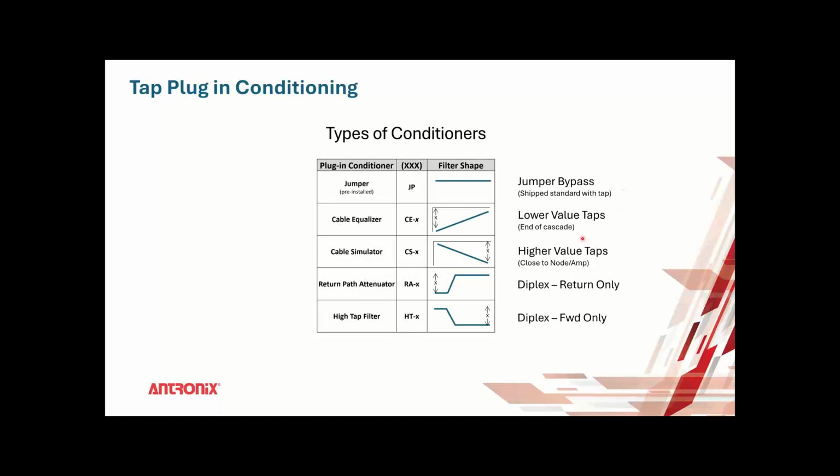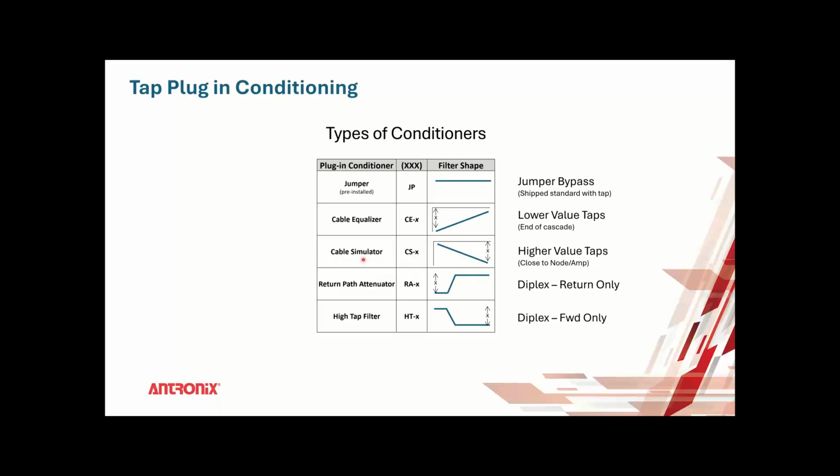You have what we call a cable equalizer, which has an upward slope. These cable equalizers, we'll go into a little bit of detail in a few slides on when and how we use these. They have a certain dB value of equalization, and that would be your loss at low frequency. So if it's a 10 dB cable equalizer, you would have 10 dB insertion loss in the low frequency, and minimal insertion loss in the high frequency. And these are typically used at low value taps at the end of the cascade.